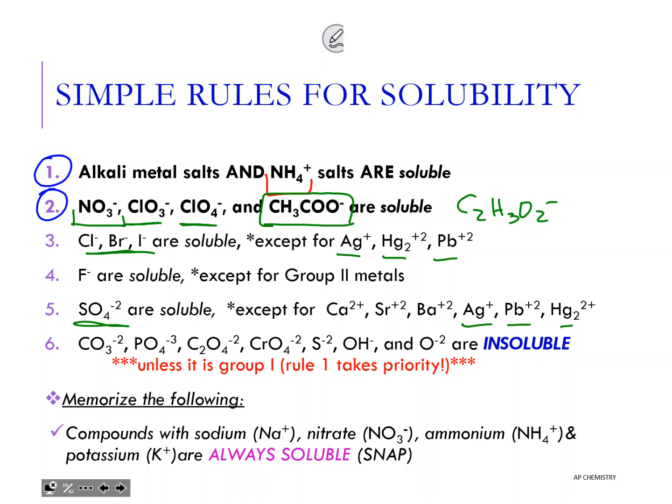Now, according to AP, although last year was kind of a little bit of a glitch in the free response for this, they say you're only supposed to know sodium, nitrate, ammonium, and potassium, SNAP. You're supposed to know those 4 are always soluble. However, they did ask a perchlorate thing at the end, and a lot of people got confused about that, and I found that to be kind of in a little bit of a gray area. That's why I would tell you to know 1 and 2.